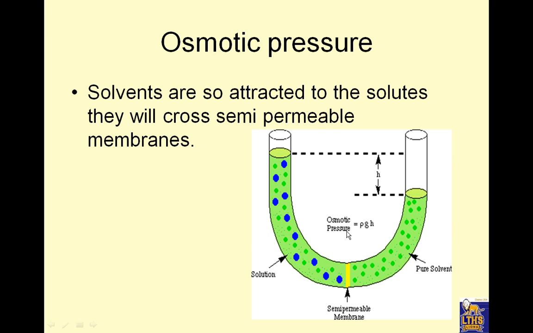Okay. Another one, osmotic pressure. Solvents are so attracted to the solutes, they will cross a semi-permeable membrane to get to them. So this is pure solvent. This has solute particles in it. So these solvent particles are like, we want to be with you, we want to be with you. So it'll cross a membrane to go with the solute particles.